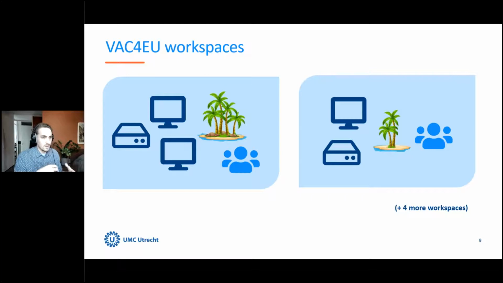So if we go back to Vec4EU, we have multiple workspaces. I think it's 6 at this moment for Vec4EU. And on each of these workspaces, to recap, we have storage available where you put your data sets. We have these virtual computers where you can run your analyses, where you can work with the data. And you have a particular group of workspace members that can each access this workspace. And then they have either the owner role or the researcher role. And these are all separate workspace islands, all separate entities.